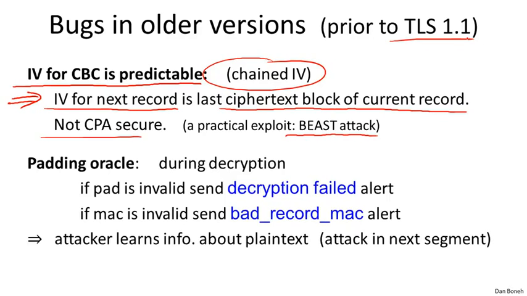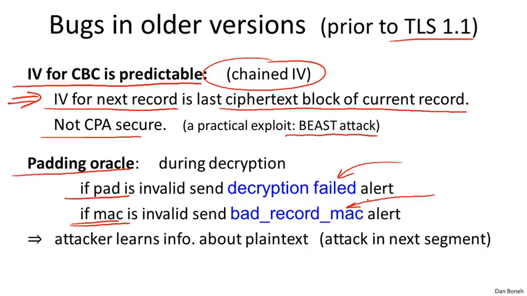Now, another mistake that was made in TLS 1.0 and earlier enabled what's called a padding oracle, which we're going to talk about in the next segment. What happened was that if the ciphertext was rejected due to an invalid pad, the server would send back an alert message saying decryption failed. Whereas if the ciphertext was rejected due to a bad MAC, the server would send back a bad record MAC alert. As a result, an adversary who observes the alert sent back from the server can tell whether the pad in the ciphertext was valid or invalid, and this introduces a very significant attack called a padding attack, which we're going to talk about in the next segment.